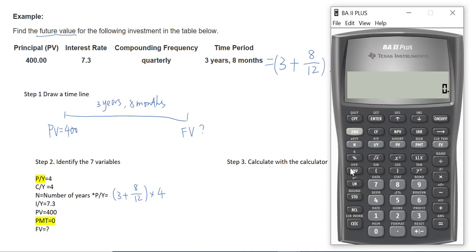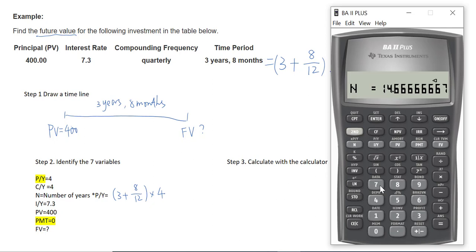So let's enter all of the variables. We'll start from left to right. So start from N. Let's first work with the partial year. So 8 divided by 12. And we will keep all the decimals just for the accuracy. So that's the partial year plus the whole year, 3. Now times PY, 4. So this is the N value. So N value, and then you push N. So now you have N equals to this number. Always value first and then button second.